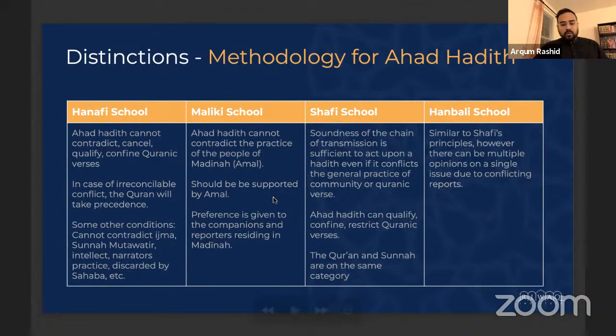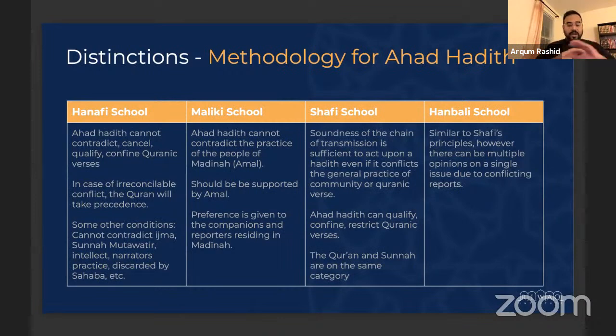Now, in the Maliki school, they have something similar to the Hanafis, where if it contradicts the Quran, they will run it by the Amal and other sources as well. Let's look at the Shafi'i school. When it comes to the Shafi'i school, they do not base it off of whether it is mutawatir versus ahad. So the Shafi'is base it off of the soundness of the chain. Remember, an ahad hadith can be categorized or classified as sahih or da'if or something in the middle like hasan, right? So these are classifications of ahad hadith.